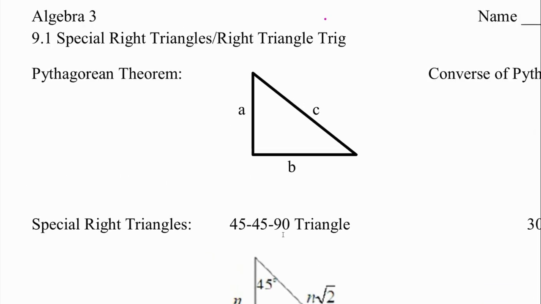So, we should hopefully know that the Pythagorean theorem works for right triangles, and it says that a squared plus b squared equals c squared, where a and b are both legs of the triangle. So, they're the shorter sides. This would be a leg, and this would also be a leg, and then across from that right angle is the hypotenuse.